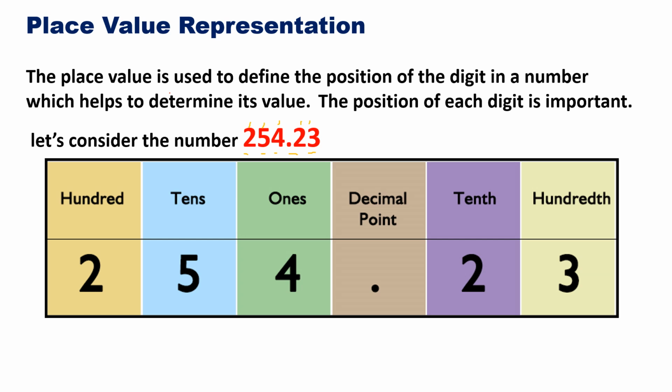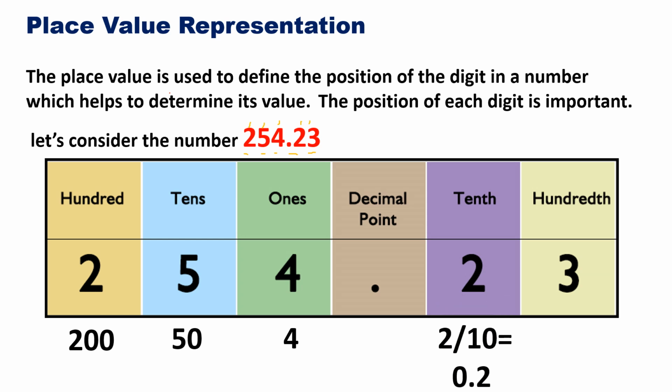So 2 is in the 100s place. So the value is 200. Then 5 is in the tens place. So the value is 5 into 10, 50. The 4 is present in the ones place. So 4 into 1 is 4. Then the decimal point came.